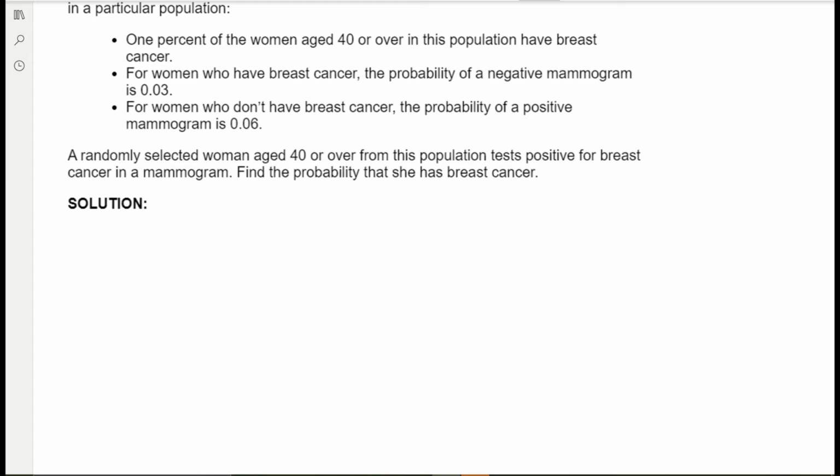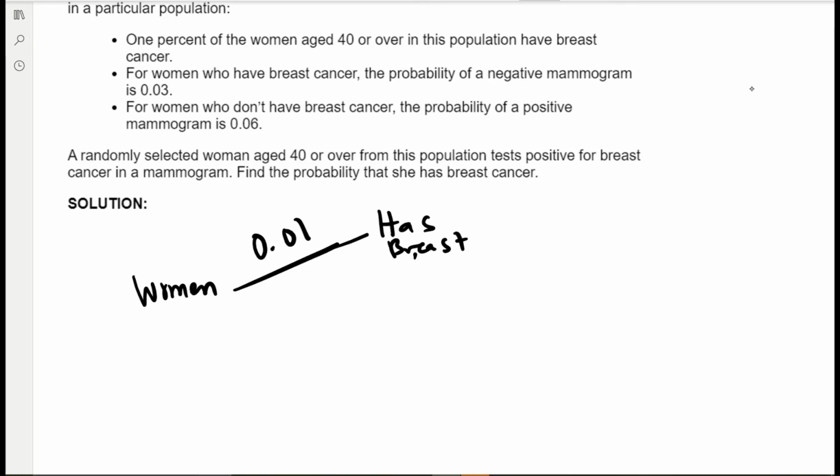So in this case, we're going to do a tree diagram of this situation first. We're going to be looking at the women in the study. Of the women in the study, we have a 1% chance that a given woman aged 40 or over has breast cancer, which means that there's a 99% chance that a given woman selected randomly over the age of 40 does not have it.